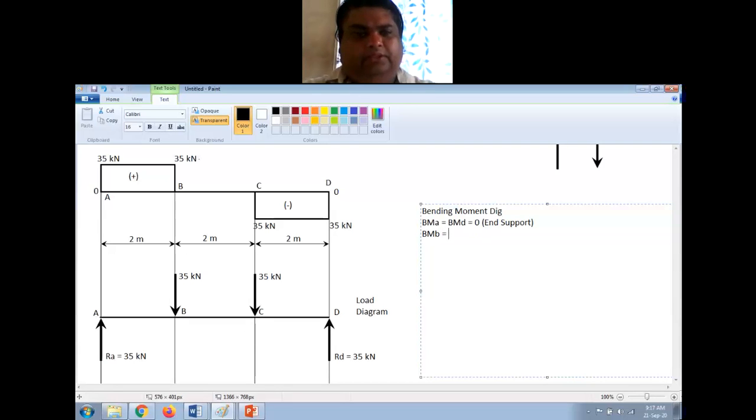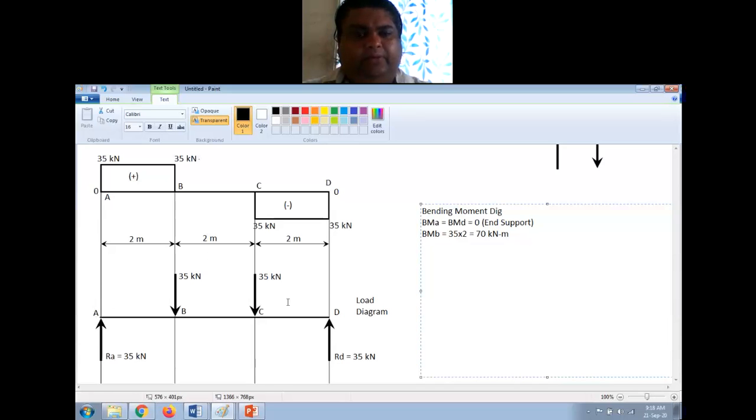BMB is equal to, at this point you can either take left side or right side, bending moment from left side or right side, we get the same answer. What I have suggested is use the side where you have fewer forces. Now on the left side there is only one force, so I will use this. This is a left side upward force, and this is making a clockwise couple. So left side clockwise is positive. So BM at B is equal to RA, that is 35, into the perpendicular distance, 2 meter, so that will be 70 kilonewton meter.